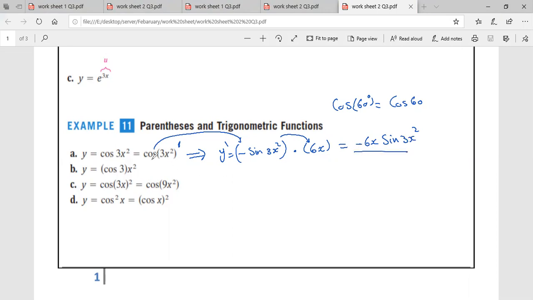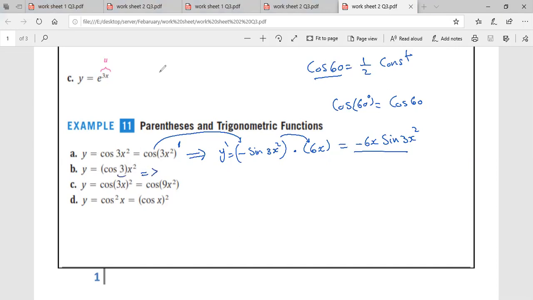That's all. In this case, as you see, cosine 3, cosine of any number, any trigonometric function of a number, will be a constant. For example, cosine 60 is a half. It is what? Constant. But if we have a function like 3x, in this case it is not a constant.